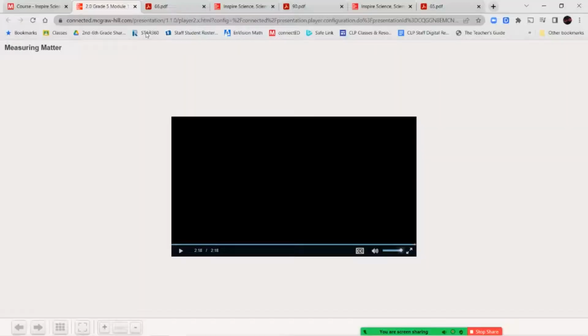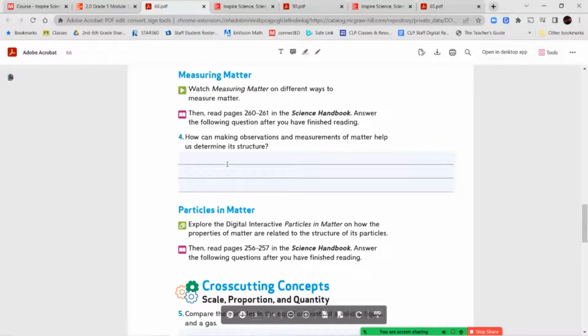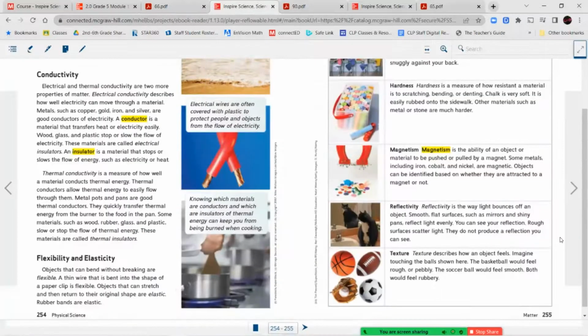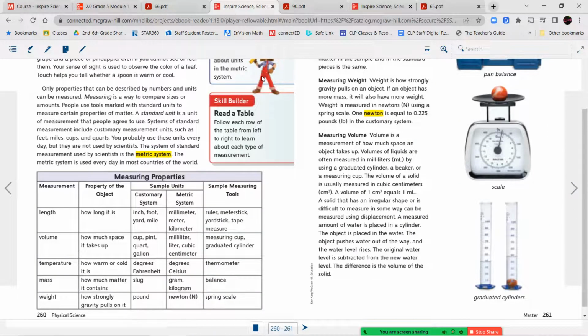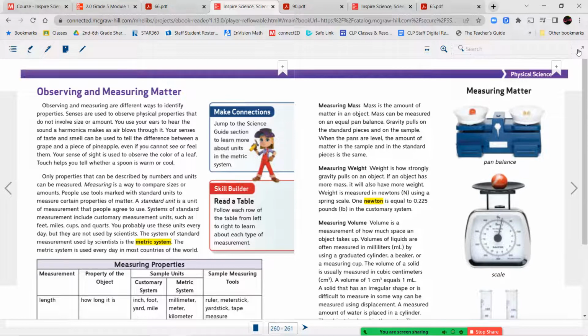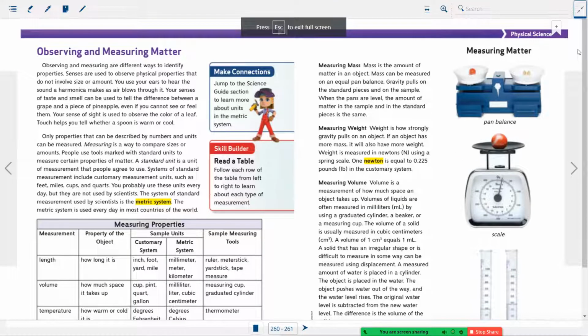All right, now that we finished up our video, let's head back and read pages 260 and 261. All right. Let us go ahead and get started here.